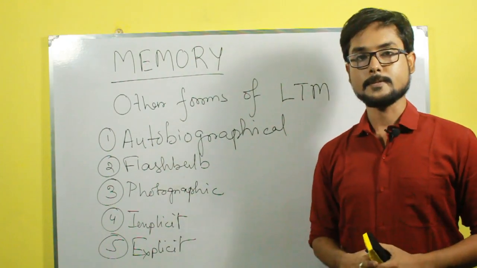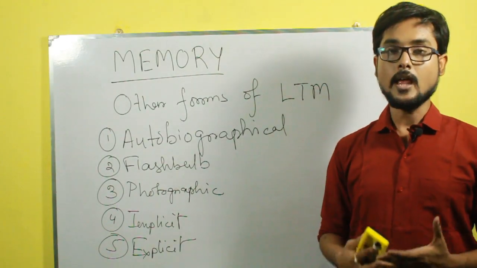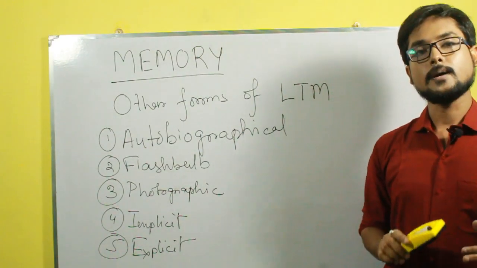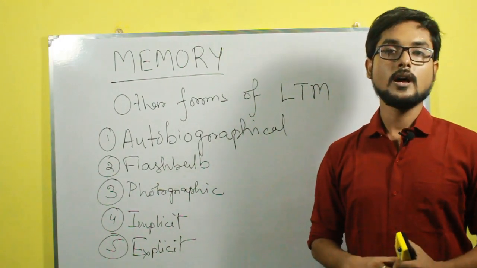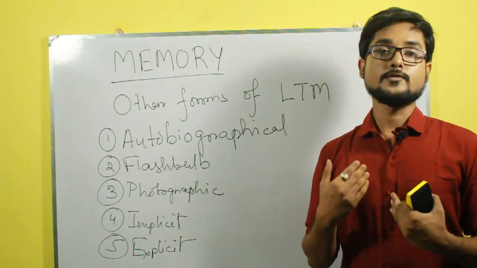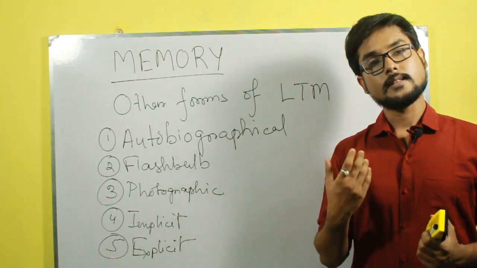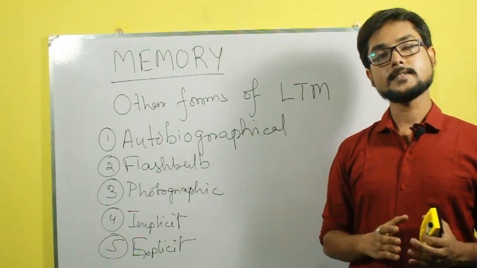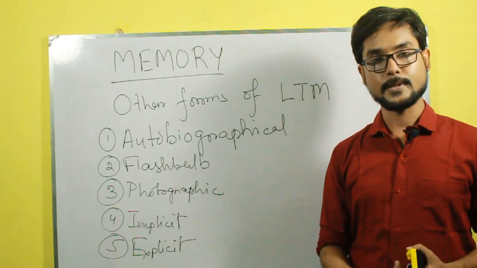Next, implicit memory. Implicit memory is a form of memory that we cannot express verbally or that is encoded in us unconsciously. Implicit memory is a form of procedural memory. How to ride a bicycle, how to cook, or the information that we have stored in our mind that we cannot verbally express, like certain feelings or certain emotions that we have. Next, explicit memory. Explicit memory is all the information in our memory store that we can verbally express or explain to others.